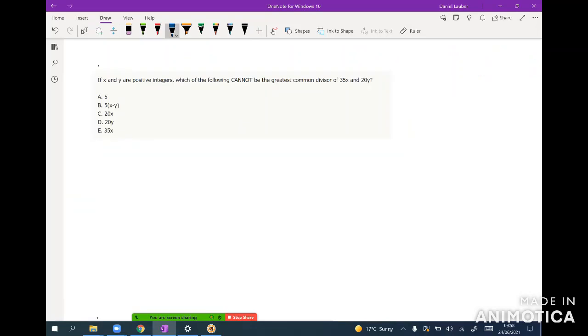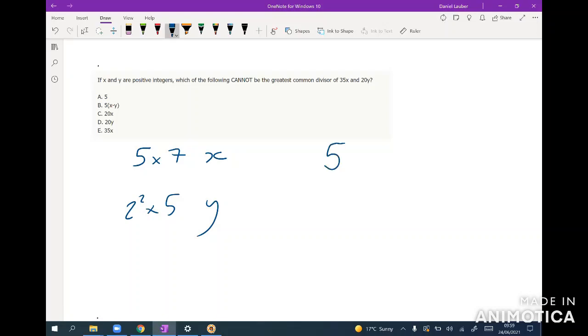If x and y are positive integers, which of the following cannot be the greatest common divisor of 35x and 20y? Okay, so we're just immediately going to write down in prime factorization what's going on. So we've got 5 times 7x and 2 squared times 5y. And so the greatest common divisor at the moment, we know for sure it's at least 5, because that's obviously the repeated factor. And then it's anything else that's shared by both x and y. So we can definitely have 5.